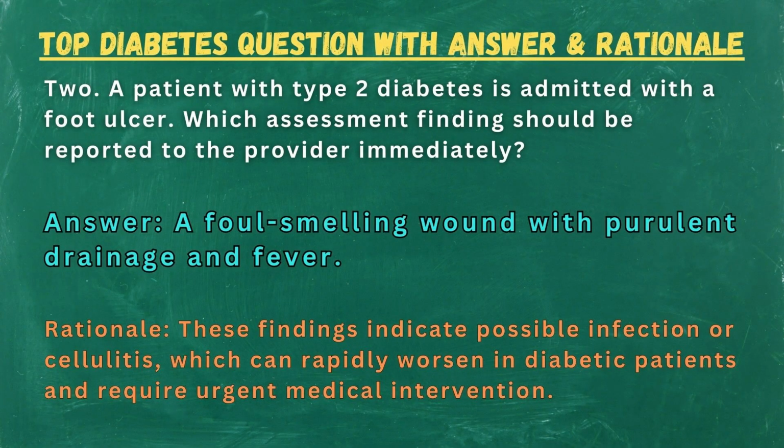2. A patient with type 2 diabetes is admitted with a foot ulcer. Which assessment findings should be reported to the provider immediately? Answer. A foul-smelling wound with purulent drainage and fever. Rationale. These findings indicate possible infection or cellulitis, which can rapidly worsen in diabetic patients and require urgent medical intervention.